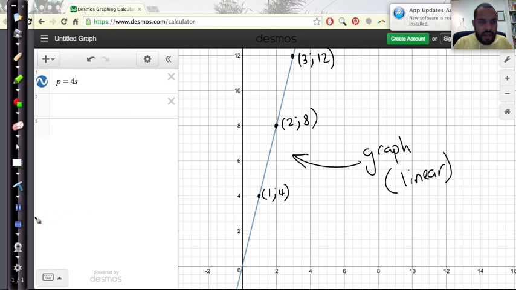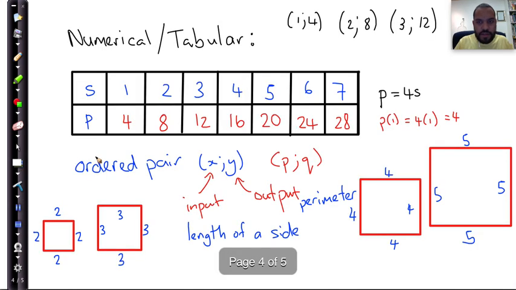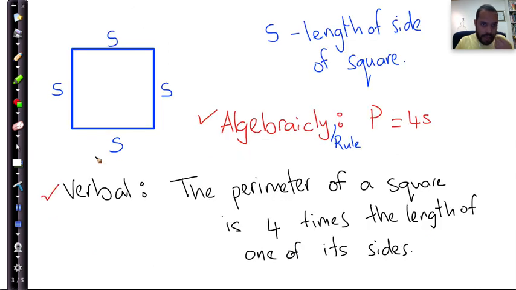Okay, very good. So that's the 4 ways of representing a function. I hope that you learned something there. Graphical, numerical, and tabular method. Verbal is when we use words. The perimeter of a square is 4 times the length of one of its sides. And algebraically is when we come up with a rule to express it in terms of variables. And those are the 4 ways of representing a function.